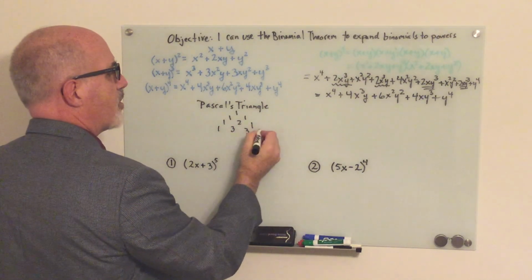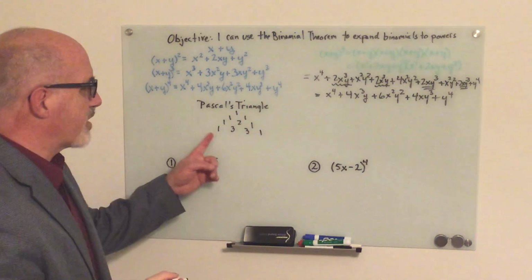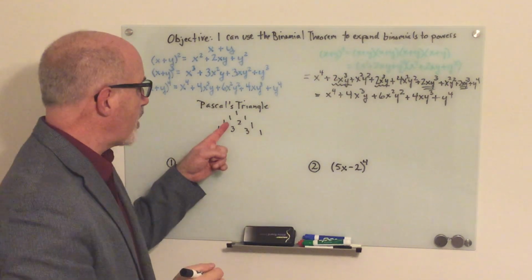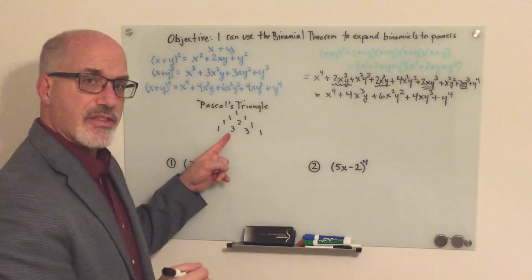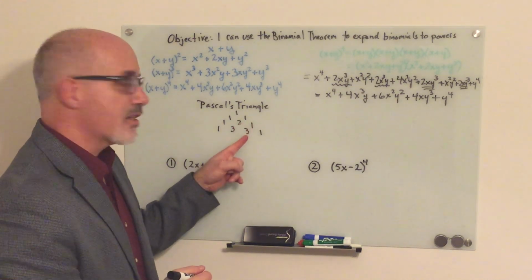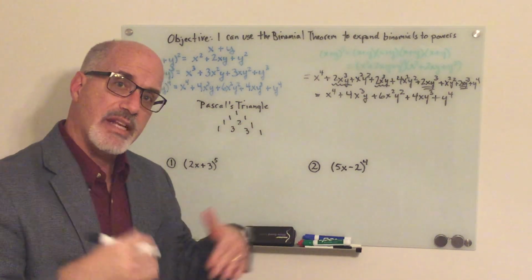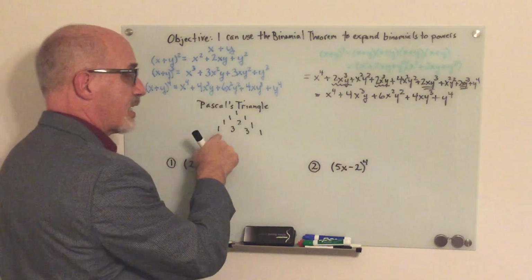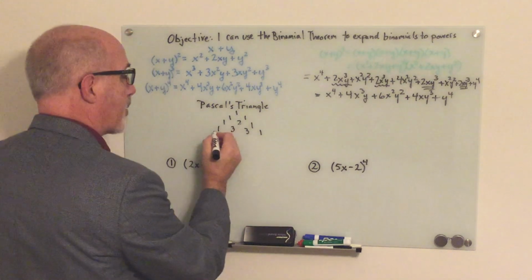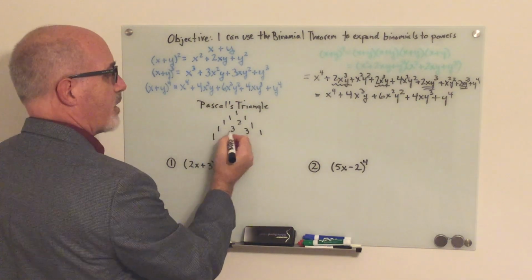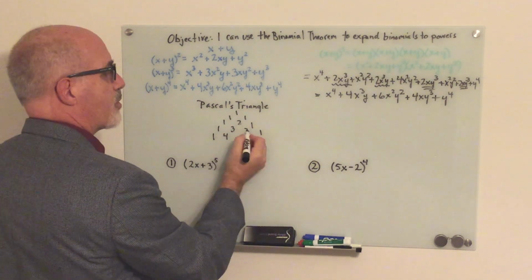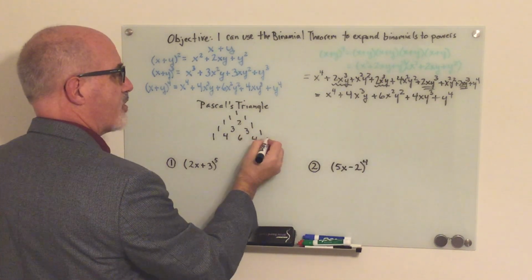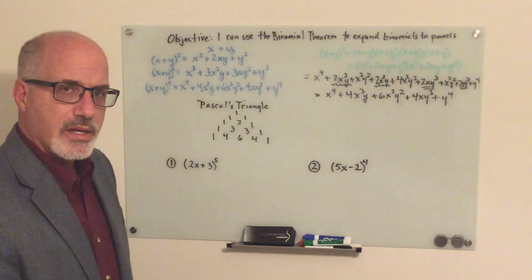What we can start noticing is that the first one and the last one are always 1. And then if you add these two, you get this one. Add these two, you get this one. They fill in the gap in the next row by adding those terms. So what I should get here is a 1 out here, then add 1 and 3, you get a 4. 3 and 3, you get a 6. 3 and 1, you get a 4, and then you just end off with the 1.